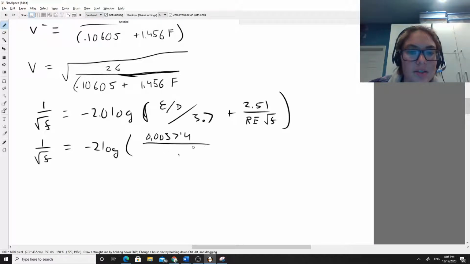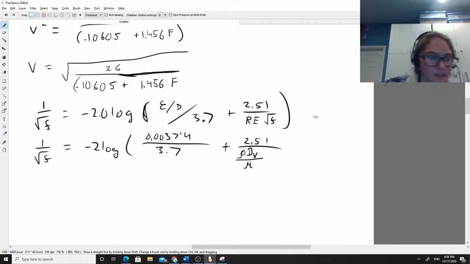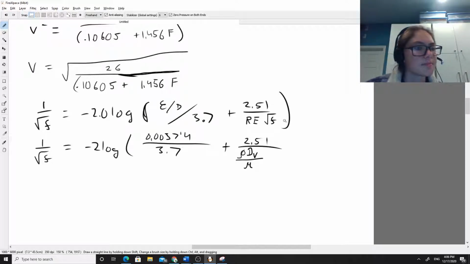So we'll go ahead and plug that in. 0.003714 divided by 3.7 plus 2.51 divided by, now what's the Reynolds number? The Reynolds number is just going to be equal to the density of your fluid multiplied by the diameter times the velocity divided by mu, right? That's your Reynolds number. I can't believe I drew a blank on that a little bit.